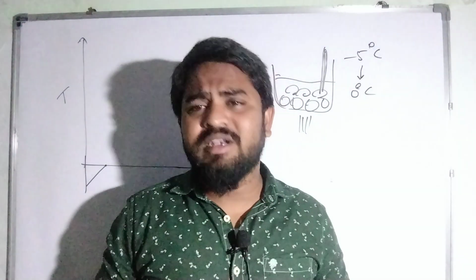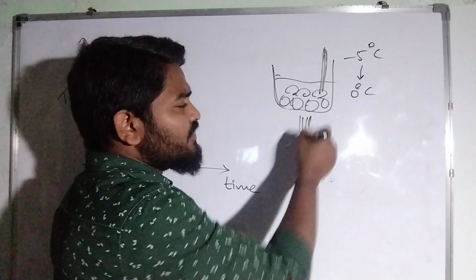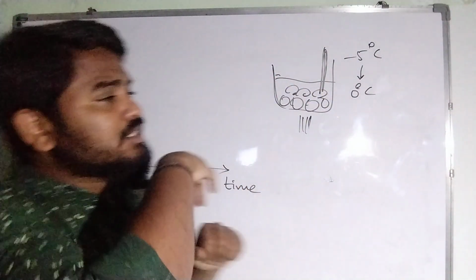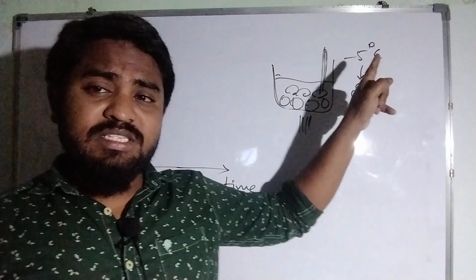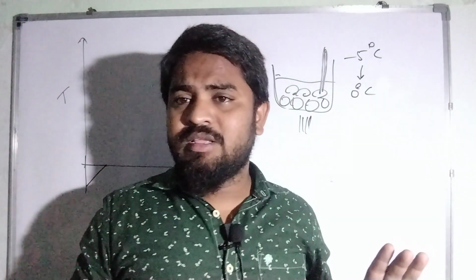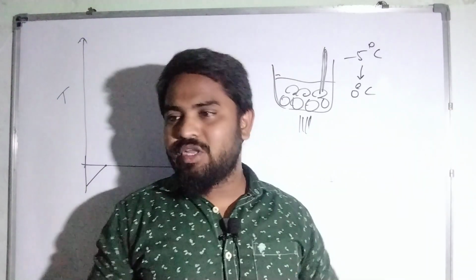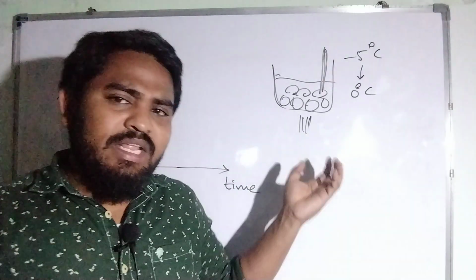They started to melt, right? So now I am continuously giving heat energy. As I am continuously giving heat energy, the ice cubes started to melt at 0 degrees Celsius. At minus 5 degrees Celsius they did not melt, right? After reaching 0 degrees Celsius they started to melt, and I am continuously giving heat energy.